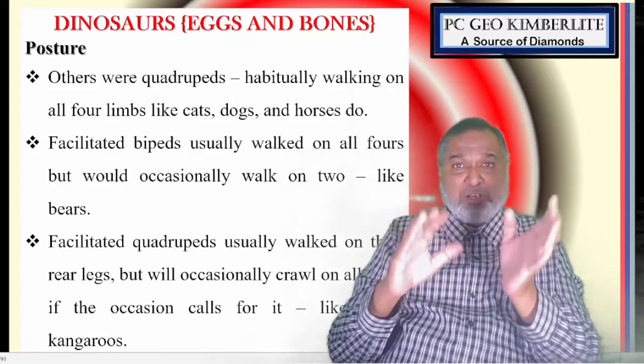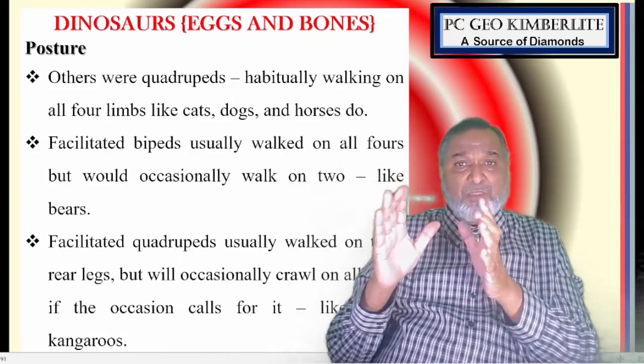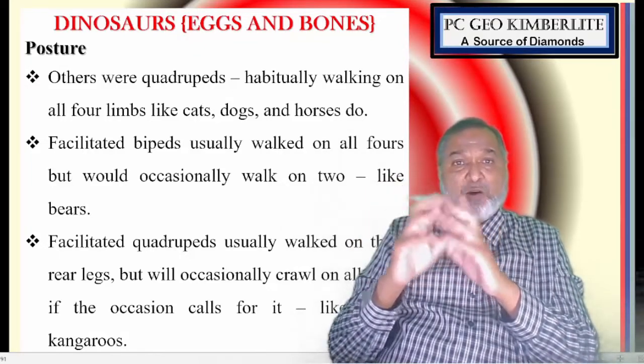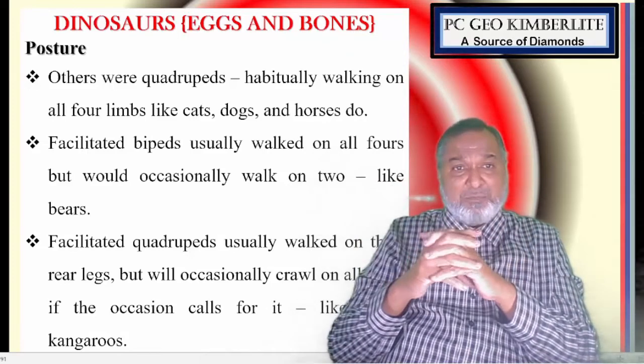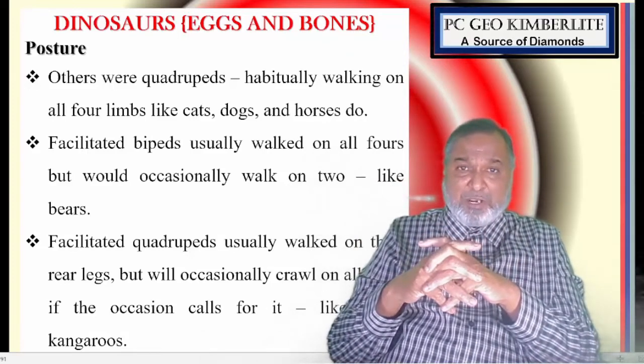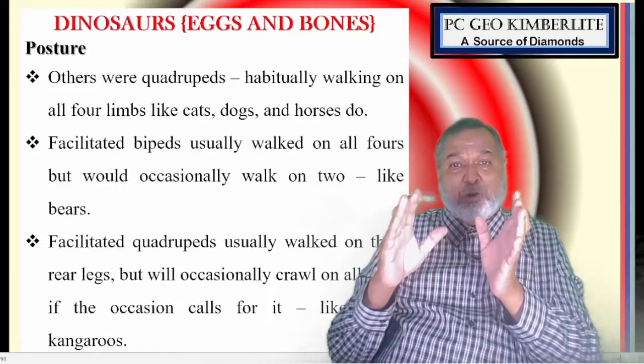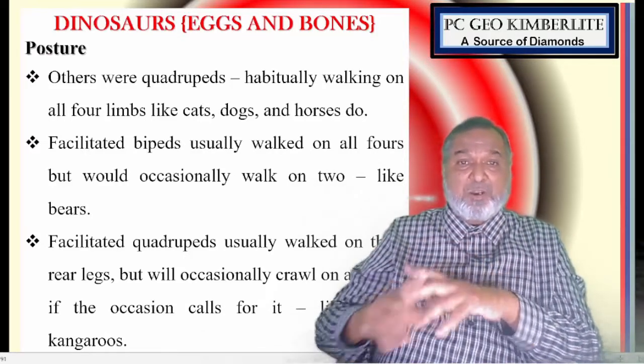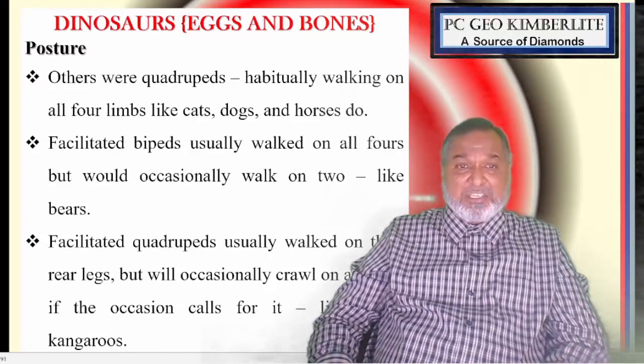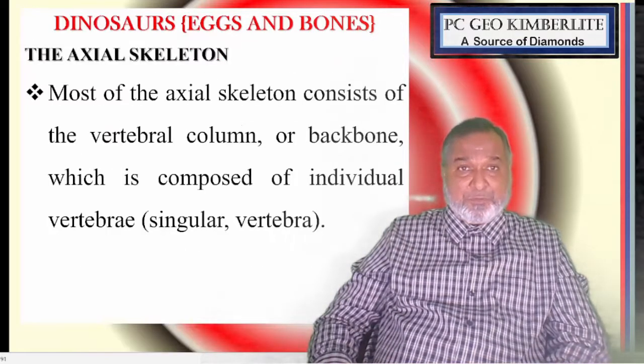Facultative bipeds usually walk on all four, but would occasionally walk on two, like bears. Facultative quadrupeds usually walk on their rear legs, but will occasionally crawl on all four if the occasion calls for it, like living kangaroos.